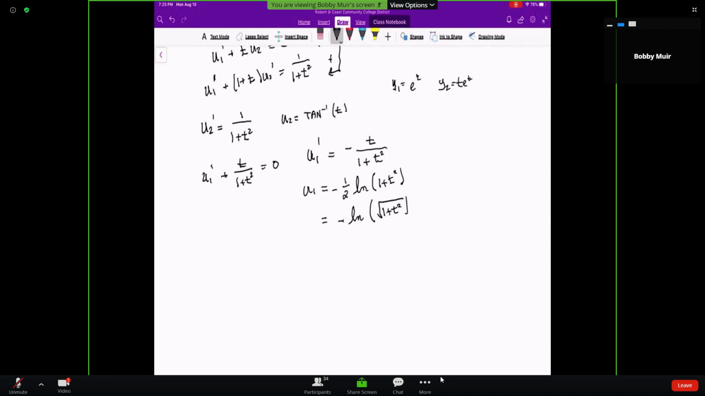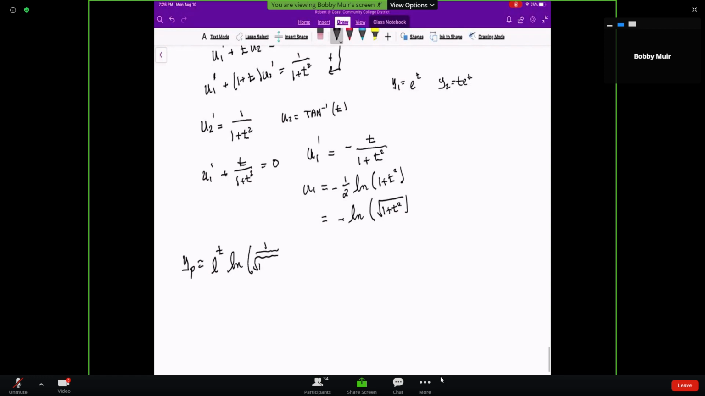Okay. So the general, the yp now, which is going to be u1 y1, so that's going to be negative e to the t times the log. I don't want to write it like that. I'm going to write it as e to the t times the natural log of 1 over radical 1 plus t squared, plus t e to the t times the tan inverse of t.